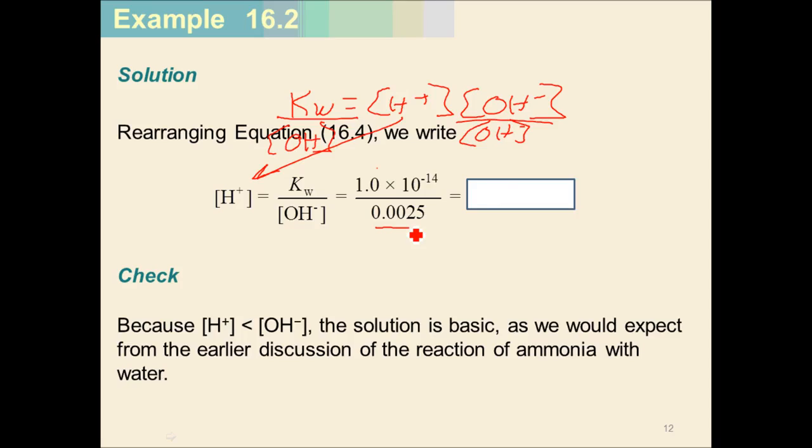Our answer here then would be 4.0 times 10 to the minus 12 is going to be our hydronium ion or hydrogen ion concentration. Because the hydrogen ion concentration is much less than the hydroxide, then we know this solution is basic, as we would expect from the earlier discussion of the reaction of ammonia with water.